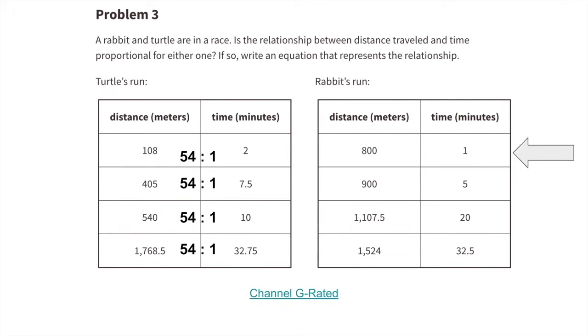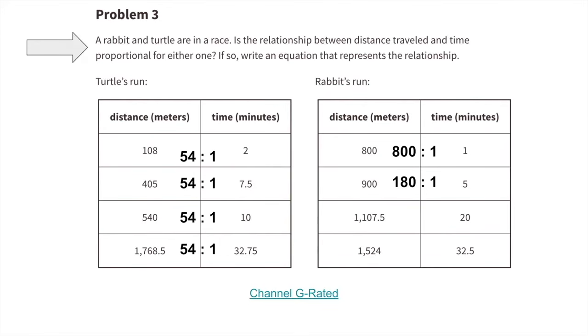And now for the rabbit. Distance traveled 800 meters to the time in minutes, 1 minute, 800 to 1. Time in minutes, 5 divided by 5 equals 1, and 900 divided by 5 is the same as 180. This is a 180 to 1 ratio. We can already tell that the relationship between the distance traveled and the time is not proportional for the rabbit's run, because 800 to 1 is a different ratio than 180 to 1.